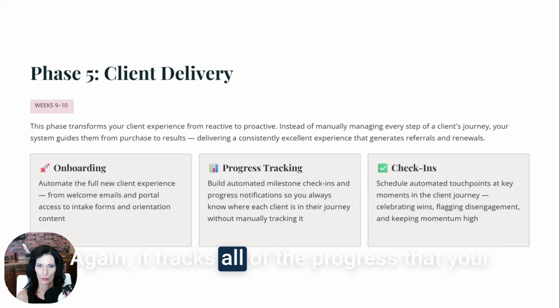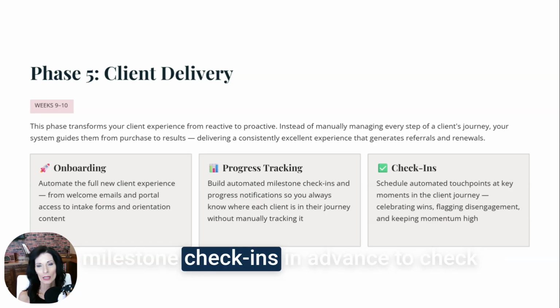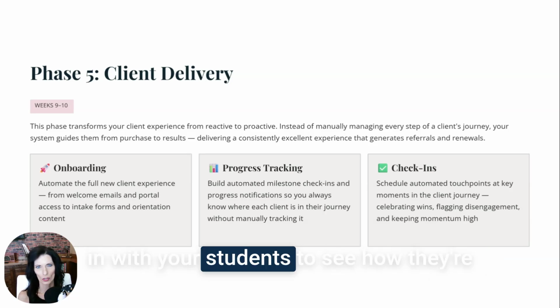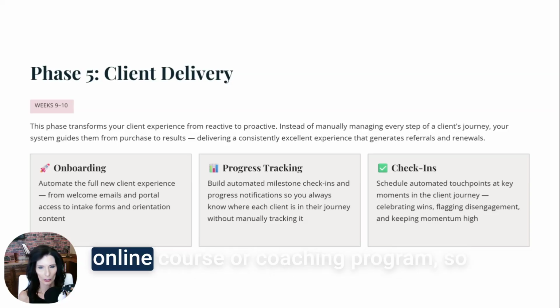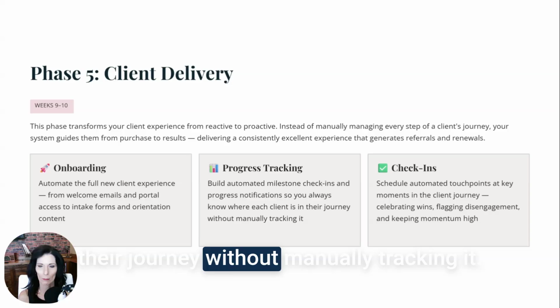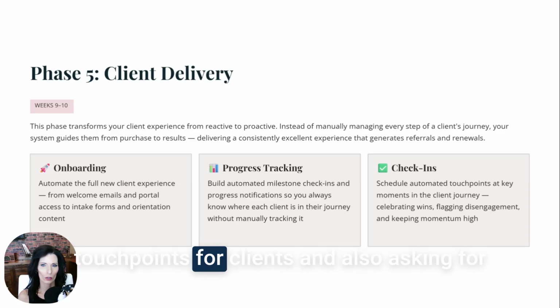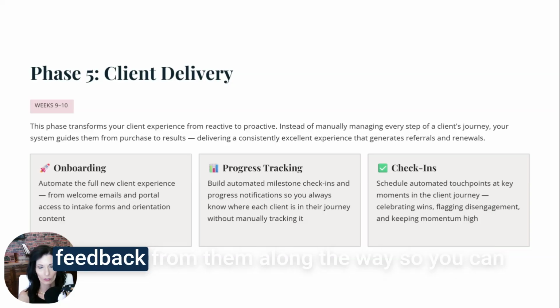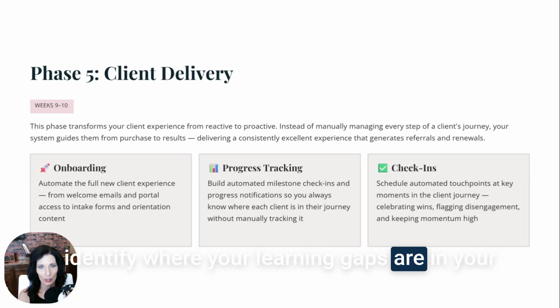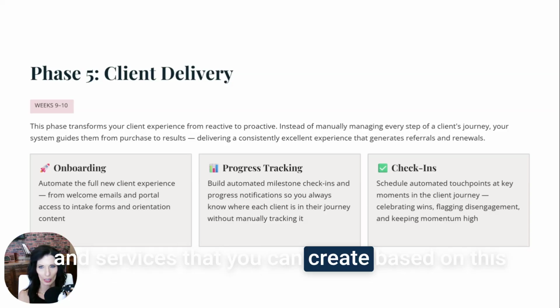Again, it tracks all of the progress that your learners are having. We build automated milestone check-ins in advance to check in with your students to see how they're doing and how they're progressing in your online course or coaching program. So you always know where each client is on their journey without manually tracking it. Having these automated touch points for clients, and asking for feedback from them along the way, lets you identify where your learning gaps are in your process, or identify additional products and services that you can create based on the feedback you're getting from these check-ins.